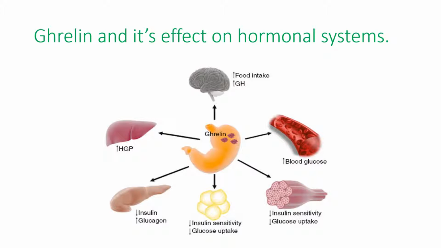This diagram here shows ghrelin's effect on hormonal systems. We can see here in the pancreas, insulin is down, glucagon goes up, and in the adipose tissue, insulin sensitivity and glucose uptake go down. In the muscle, insulin sensitivity also means lower glucose uptake. In the bloodstream, the blood glucose goes up, and in the brain, growth hormone goes up, which increases food intake for our appetite.